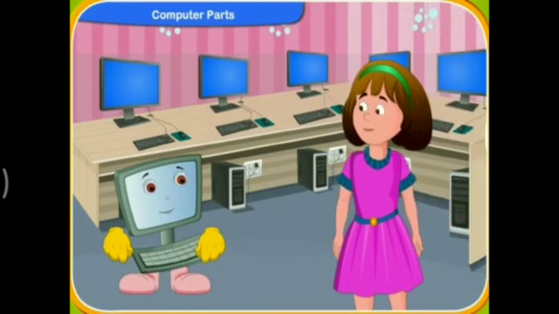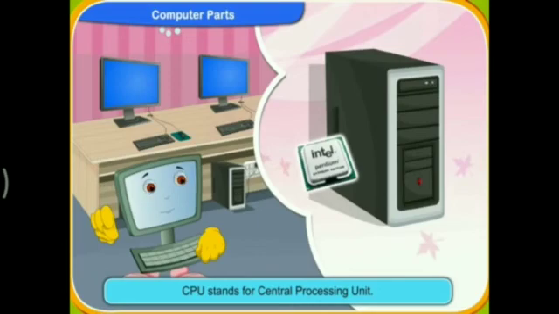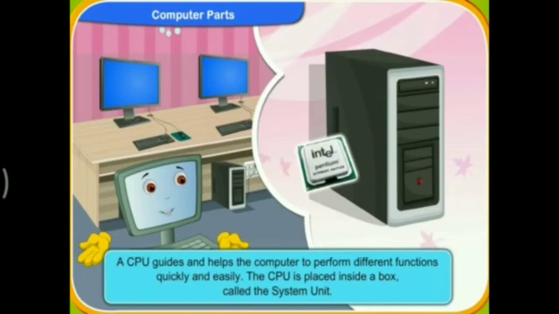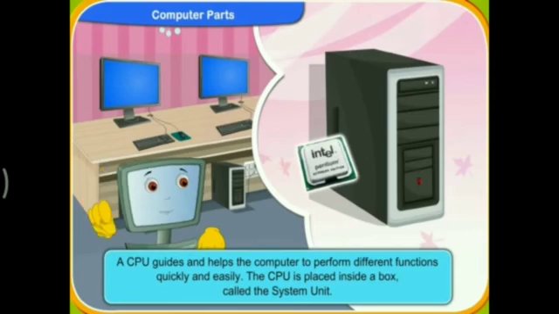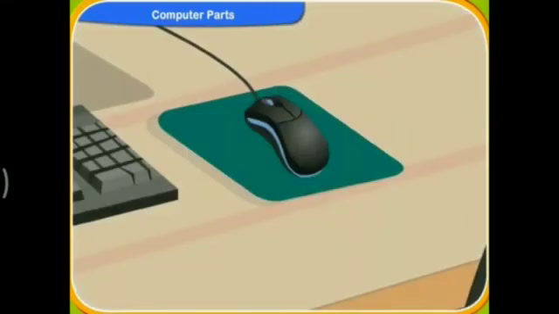What does CPU mean, Clicko? CPU stands for Central Processing Unit. It is the most important part of the computer. What does a CPU do in a computer, Clicko? A CPU guides and helps the computer to perform different functions quickly and easily. The CPU is placed inside a box called the system unit. What is this, Clicko? It has a wire attached to it and it's like a tail. It looks like a mouse.